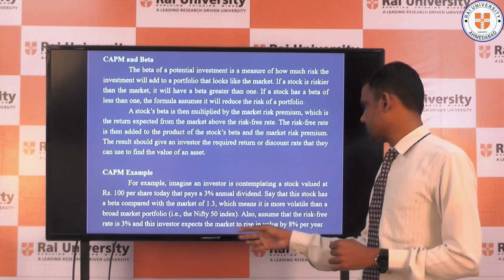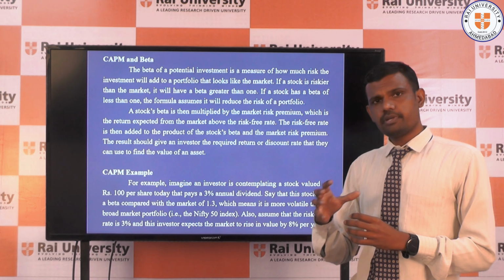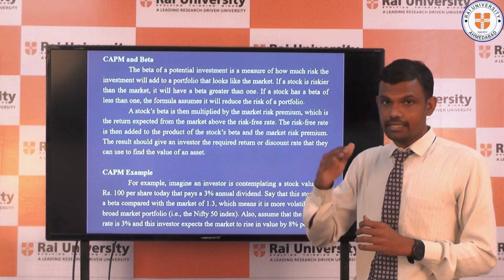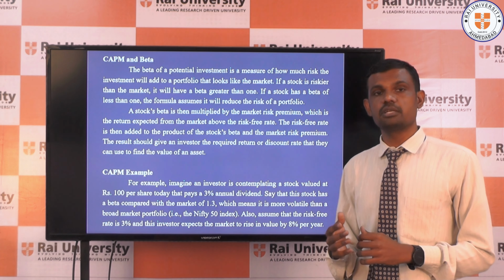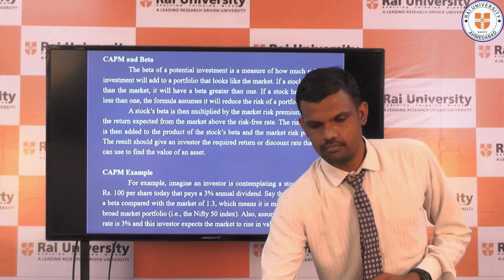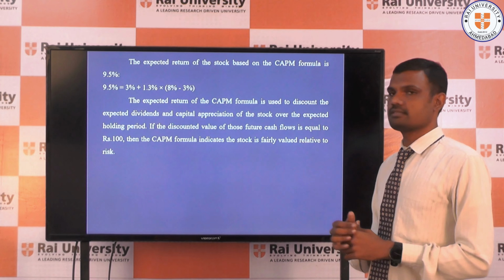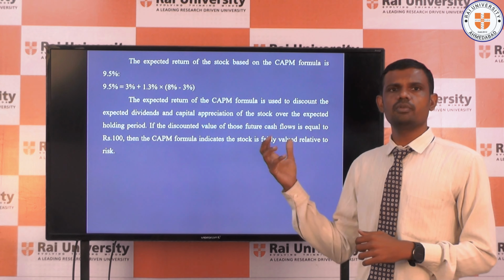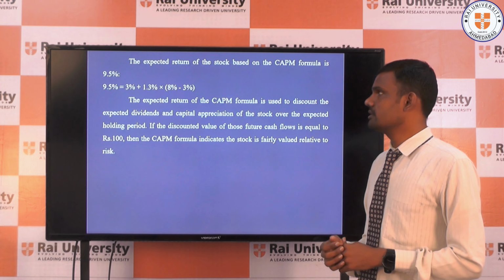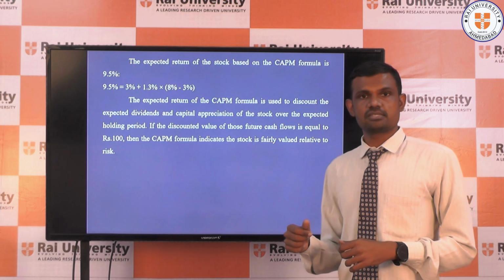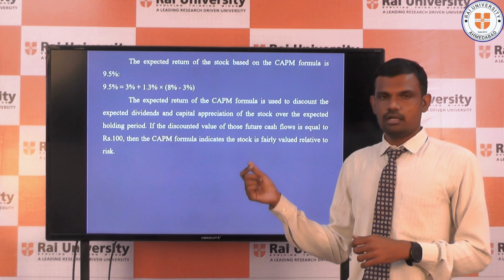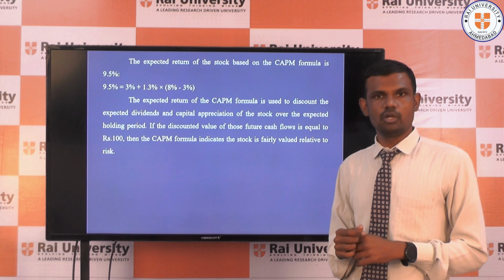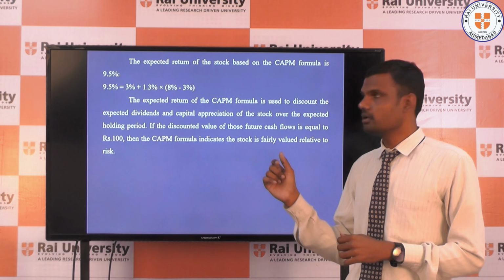So one can expect, now assume the risk-free return is 3%. So here one can expect the market return will be more than that. Here it can be 8% per year. Now we can see the expected return on the stock based on the CAPM formula. How did we get the answer 9.5? The answer is 3% plus 1.3 times (8 minus 3)%, that is coming from that formula. So the total answer will be 9.5%.